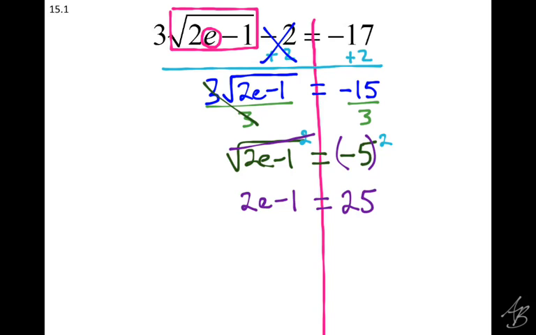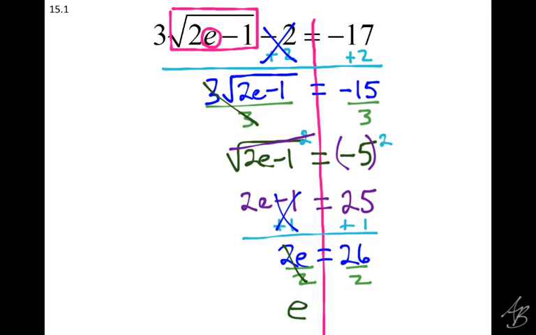Add 1 to both sides. So we add 1 on each side. When the 1's cancel, that leaves 2e on the left. And on the right, it leaves 26. And then divide by 2. 2's cancel, leaves e. 26 divided by 2 is 13.